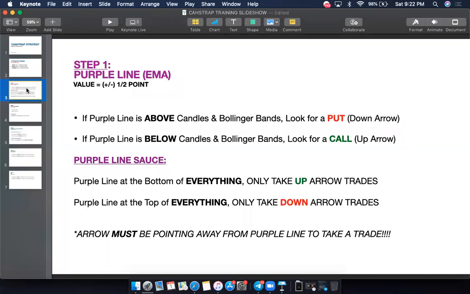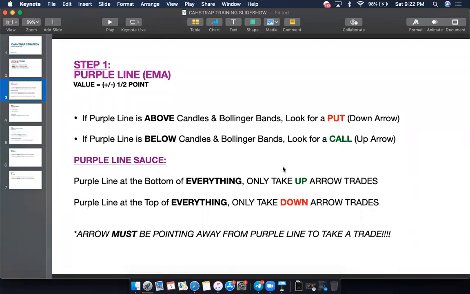But what you will know is that you will never take a trade without this purple EMA line in your favor. The very first thing you want to look at is this: if the purple line is above the candles and the Bollinger Bands, meaning above everything, you want to look for a put, or a down arrow. If the purple line is below the candles and the Bollinger Bands, pretty much below everything, you want to look for a call, an up arrow.